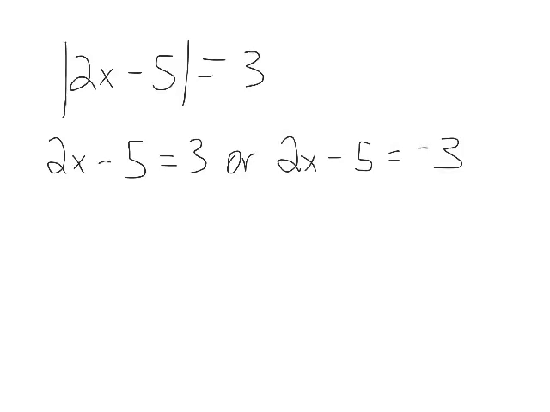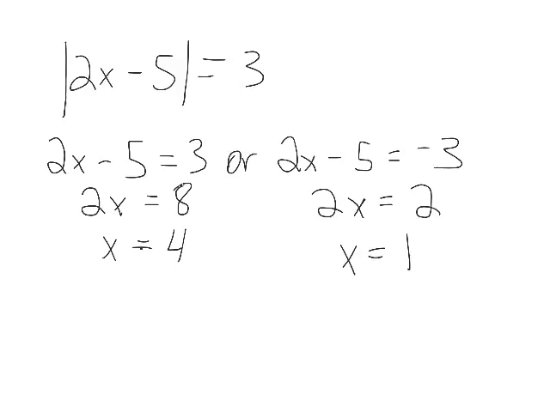So add 5 to both sides. 2x is equal to 8. So x is 4, 8 divided by 2. And then 2x is equal to, if we add 5 to both sides here, we're going to get a 2. Divide both sides by 2, and x is equal to 1. So our two solutions here are 4 and 1.